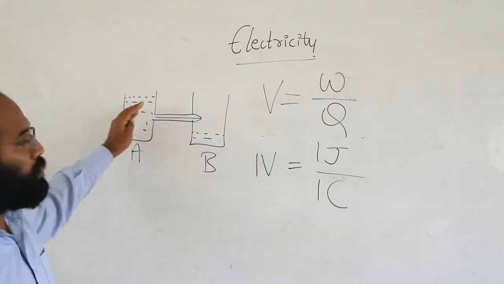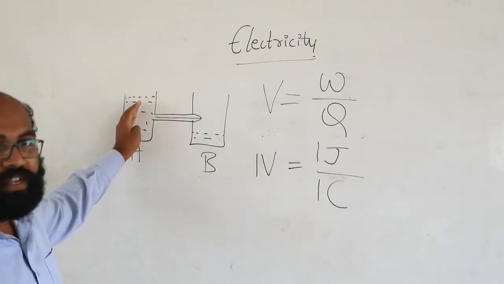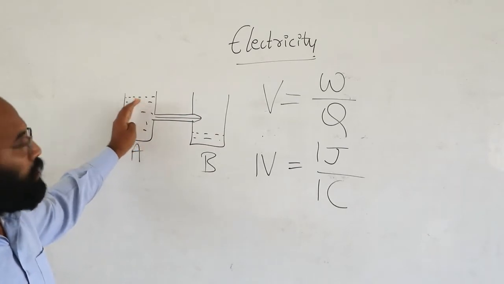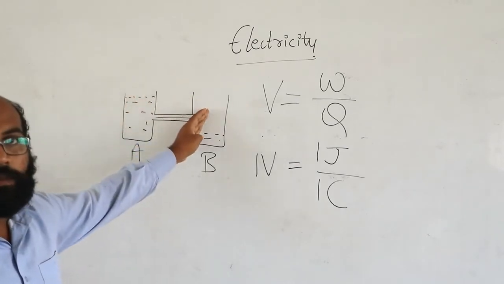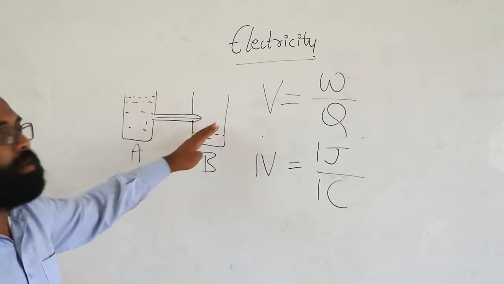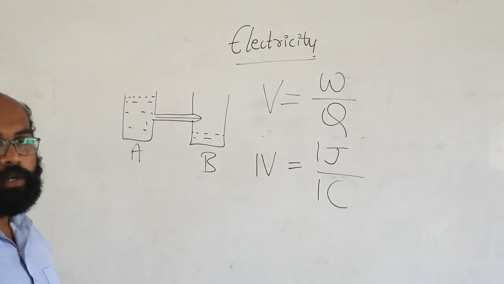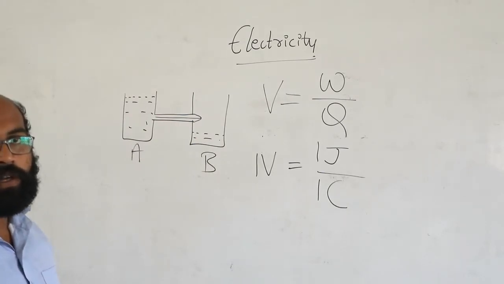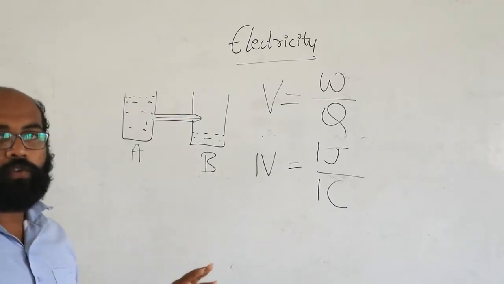Here also work is being done to move, shift or transfer the water from one point to another point. So here also we can say there is a potential difference. Only if there is a potential difference will there be movement of water. If there is no potential difference, there will be no movement of water.